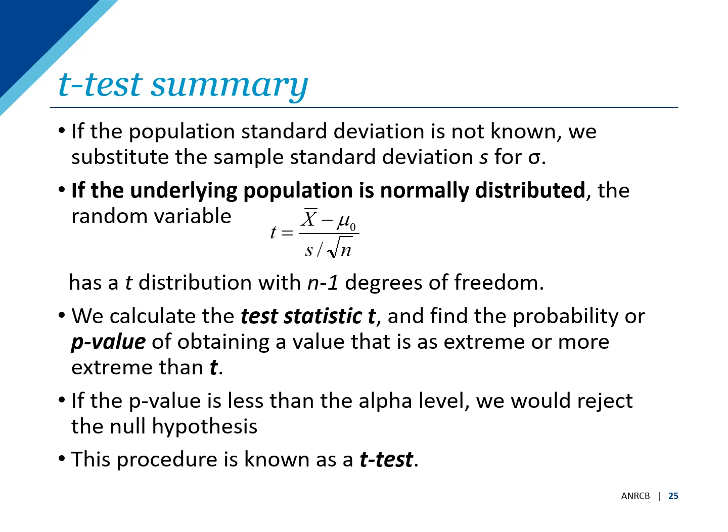Similarly, the t-test is used when the population standard deviation sigma is not known, but we know the sample standard deviation S. If the underlying population is normally distributed, we find the random variable we calculate will have a t-distribution with n-1 degrees of freedom. We calculate this test statistic t and find the probability, or p-value, of obtaining a value that is as extreme or more extreme than t. If this p-value is less than the alpha that we set, we would reject the null hypothesis.